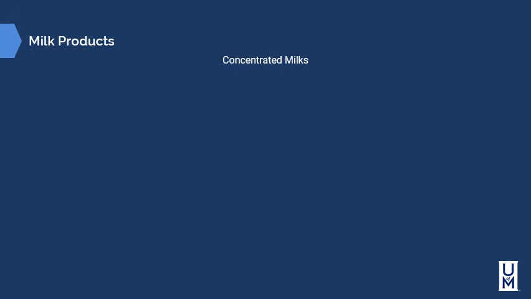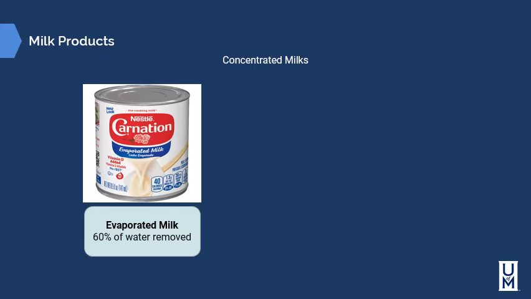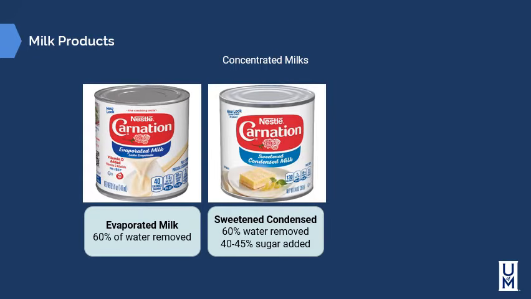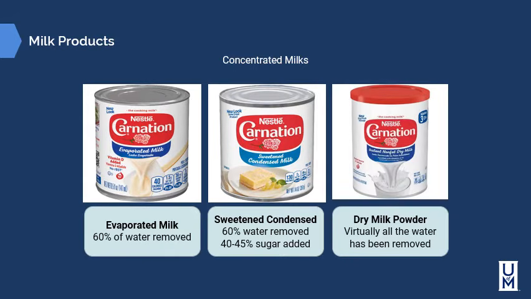Concentrated milk products are some of the favorites in pies and cakes. Evaporated milk is milk from which 60% of the water is removed. The biggest misconception about evaporated milk is that it is the same as sweetened condensed milk. It is not, because sweetened condensed milk is evaporated milk with 40 to 45% sugar added to it, so it is a sweetened milk. And then dry milk powder, virtually all the water has been removed, and you can use this and rehydrate it to make milk, or use it in baking products whenever water is not needed.